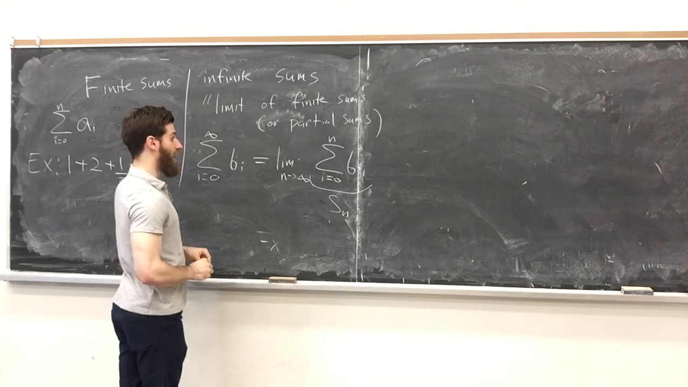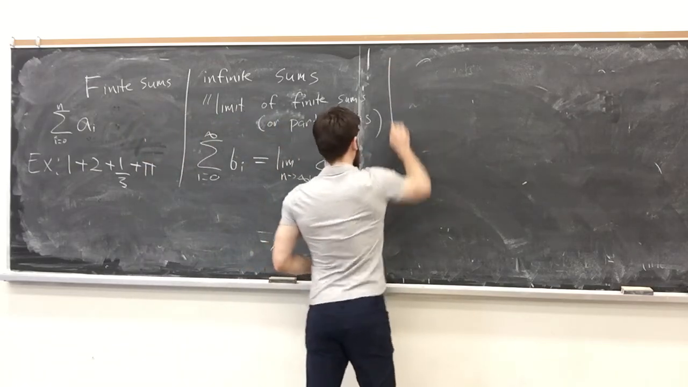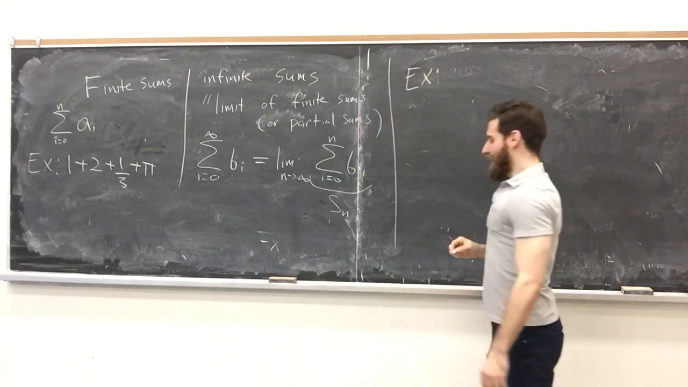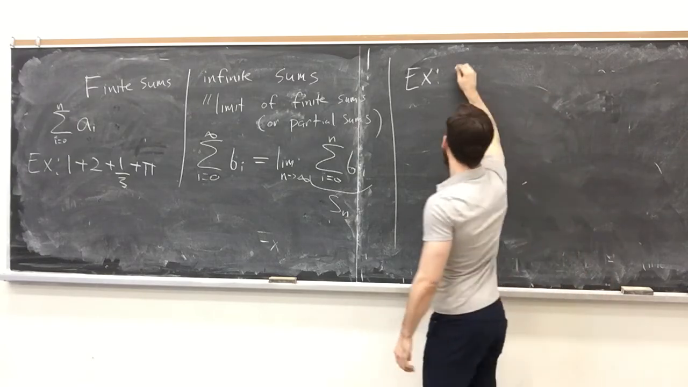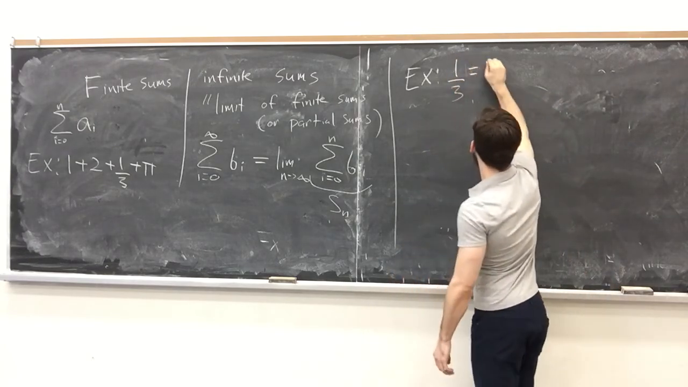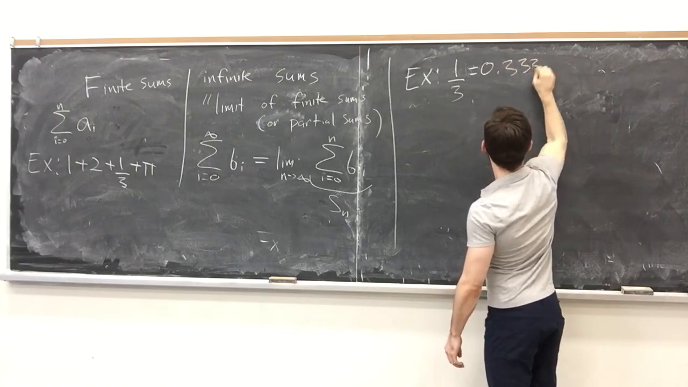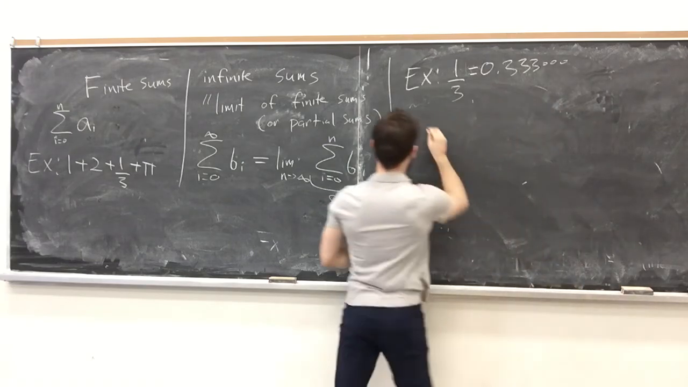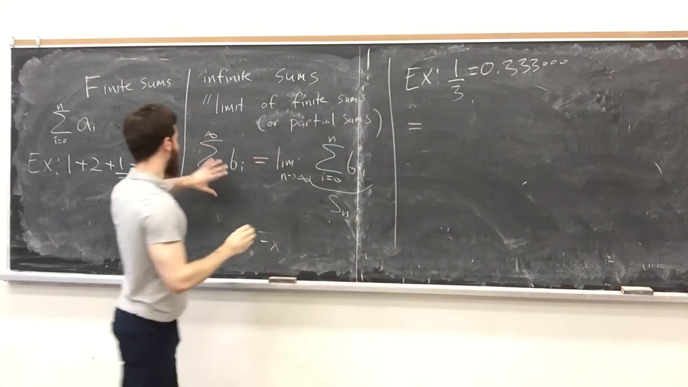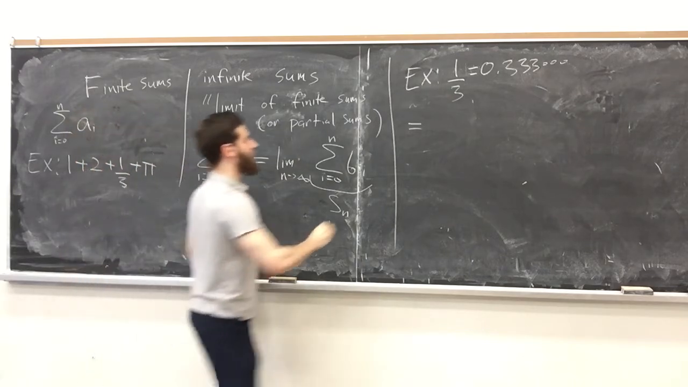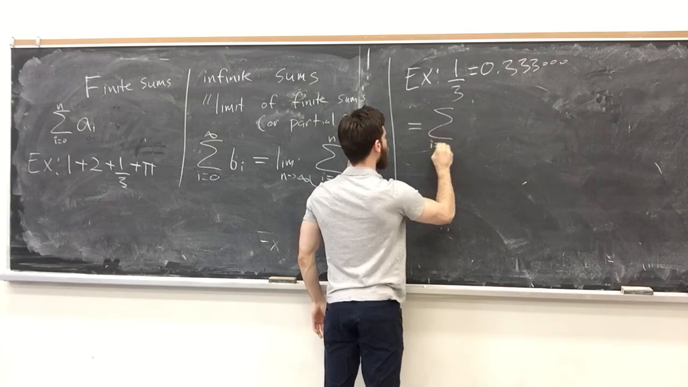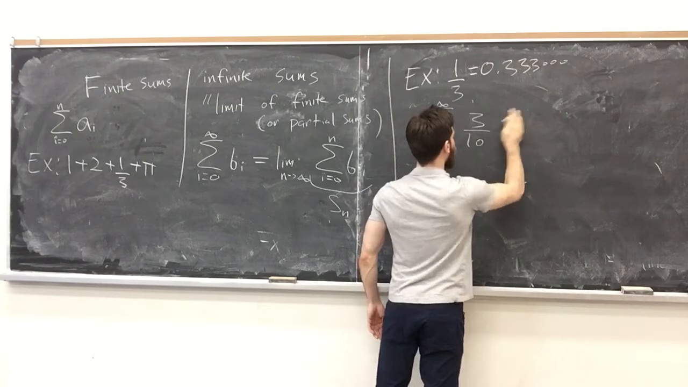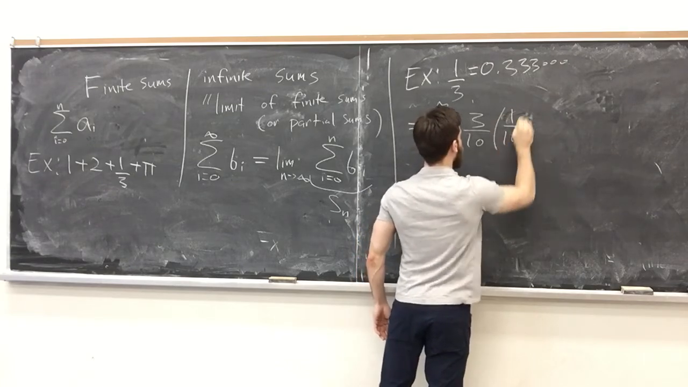So let me give an example of an infinite sum. 1 over 3 we know has the decimal expansion 0.333, etc., where the 3's go on forever. Now I want to write this using this notation. You can check that this is equal to the sum from i equals 0 to infinity of 3 over 10 times 1 over 10 to the power of i.